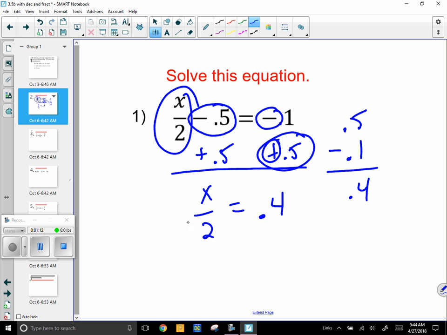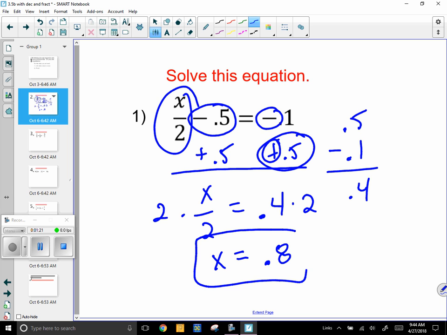Now I need to get rid of the divide by 2, so I'm going to multiply by 2. Multiply by 2, 0.4 times 2 is 0.8. Final answer, positive 0.8.